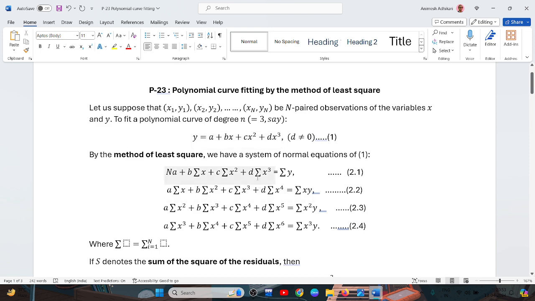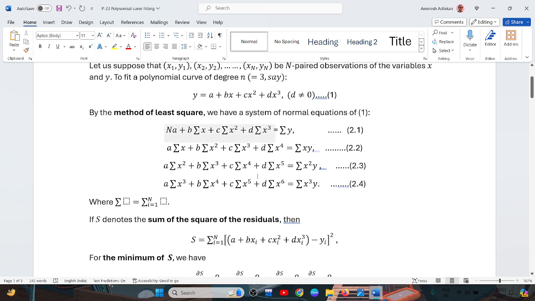By the method of least square, we have a system of normal equations: n a plus b summation x plus c summation x square plus d summation x cube equal to summation y, and so on, 4 equations, where the summation runs from i equal to 1 to capital N, the number of data.